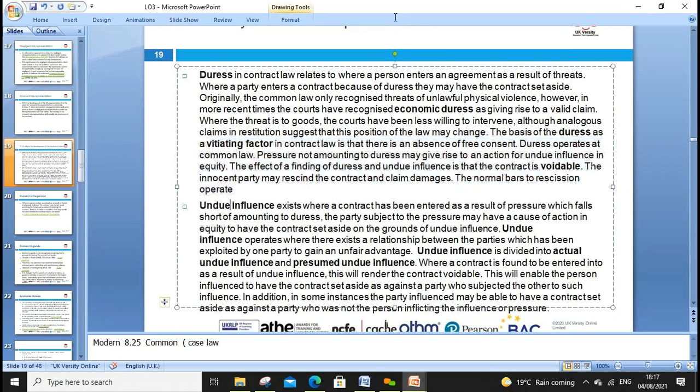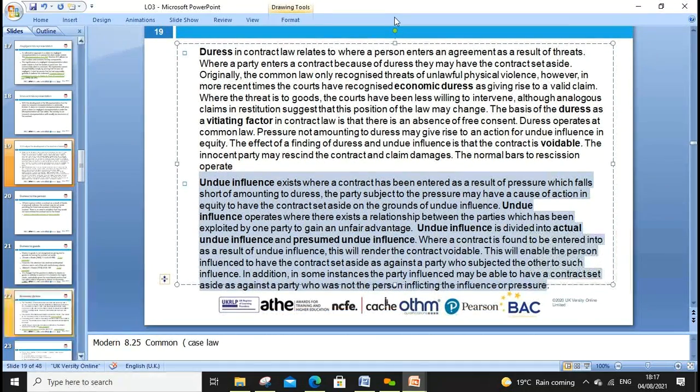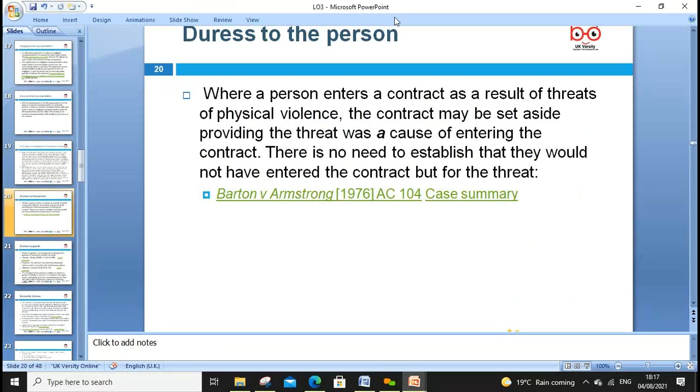Undue influence relates to your position and power, like in some cultures male influence. In some cultures it is like that, but in law there is equality. Undue influence is divided into actual undue influence and presumed undue influence. If that happens, the contract can be void and can't be enforceable. Duress to the person, where the person enters into the contract as a result of physical violence, may be set aside, provided there is a threat.